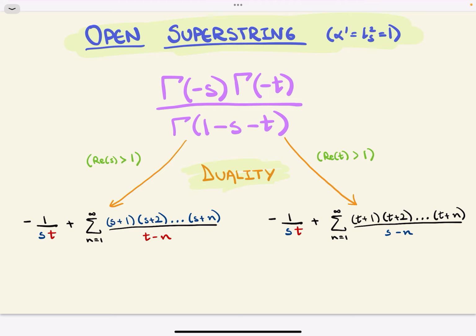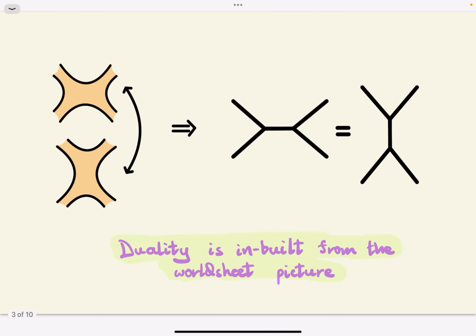These series representations, which have only one pole manifest, always have a finite domain of convergence. The duality picture is natural from the worldsheet perspective, because on the worldsheet you only have one diagram which you can continuously deform between the S channel and the T channel, and therefore they should really both be the same.